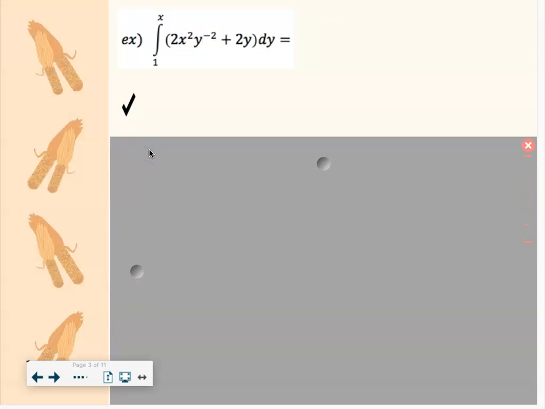And then you'd have to plug in the x and the 1. So I'm just going to write it here. We have negative 2 x squared y to the negative first plus y squared evaluated from 1 to x. So what are you plugging the 1 and the x into? Y, because you integrated with respect to y, so those are y values. So go ahead and plug in the x and then subtract plugging in the 1 and see what you end up with.